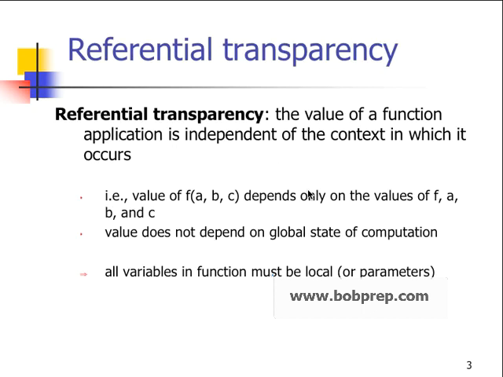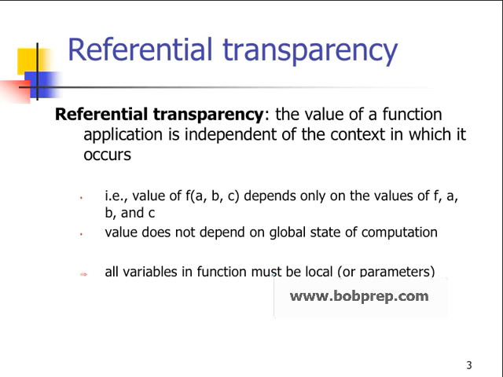So we have what's called referential transparency. This is just your vocabulary today. And it's the value of the function application which is independent of the context in which it occurs. So the value of function A, B, C depends on only the values of A, B, and C. So every time you run the same function with the same values, you get the same response regardless. So it always acts the same way. All variables in functions must also be local. There's no global scope. There's only a local scope with this.